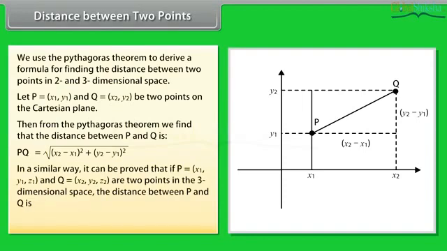In a similar way, it can be proved that if P = (x1, y1, z1) and Q = (x2, y2, z2) are 2 points in the three-dimensional space, the distance between P and Q is PQ equal to the square root of (x2 minus x1) square plus (y2 minus y1) square plus (z2 minus z1) square.